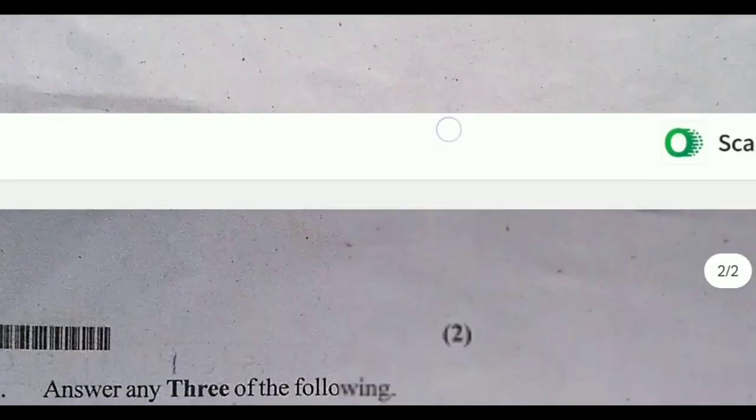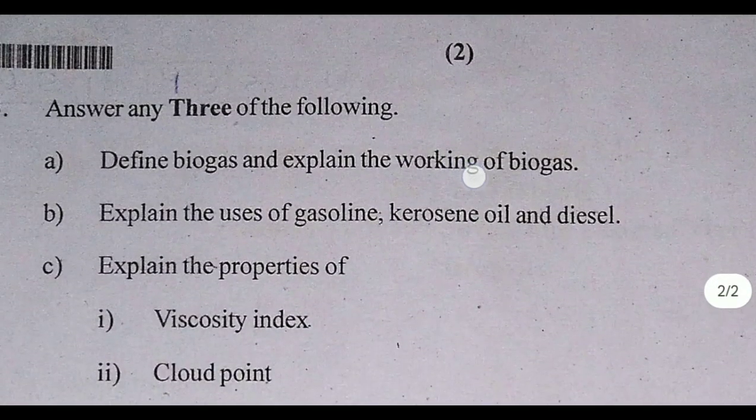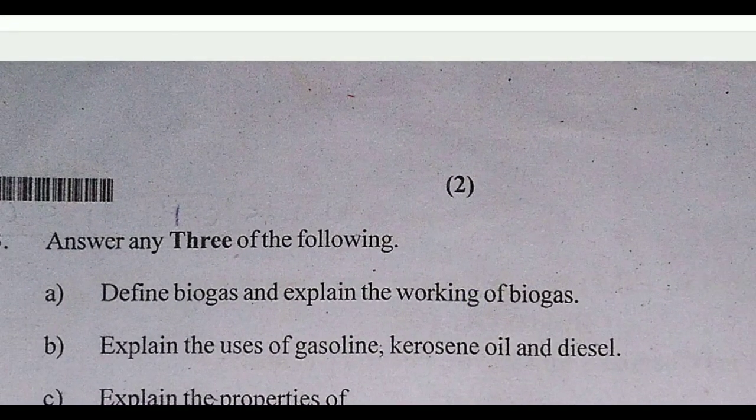Next, main question number 3. Answer 3 of the following. A question, define biogas and explain the working of biogas. So as usual it is a 1+3 question. For definition it carries 1 marks, and for the working of biogas procedure it carries 3 marks.